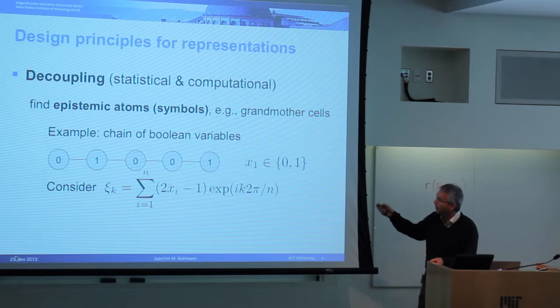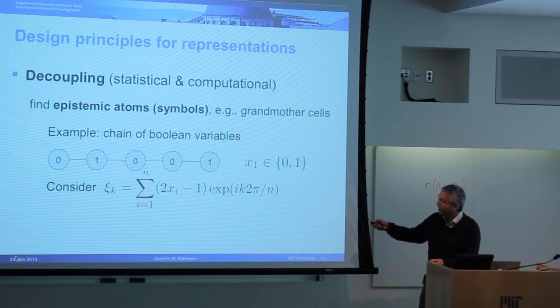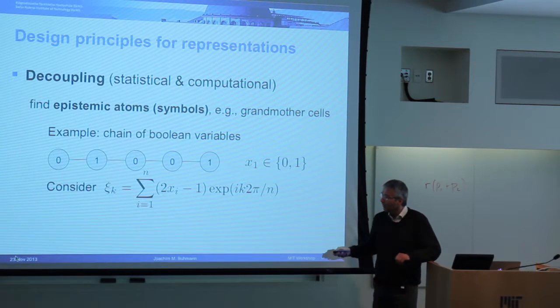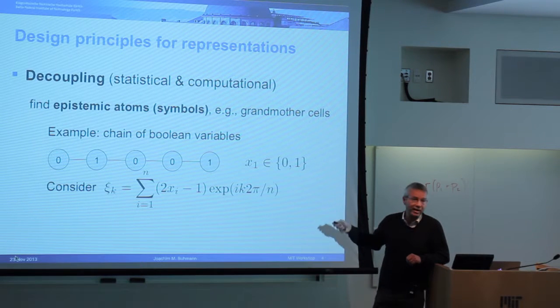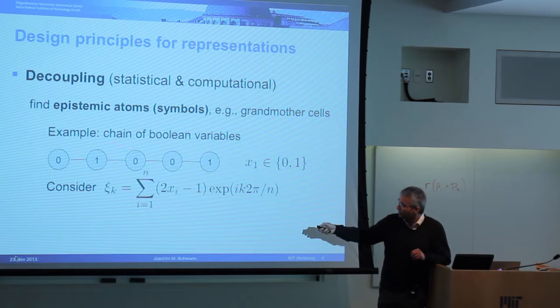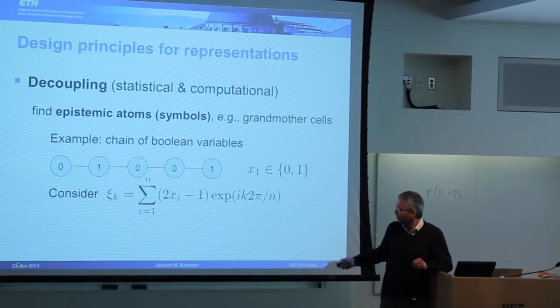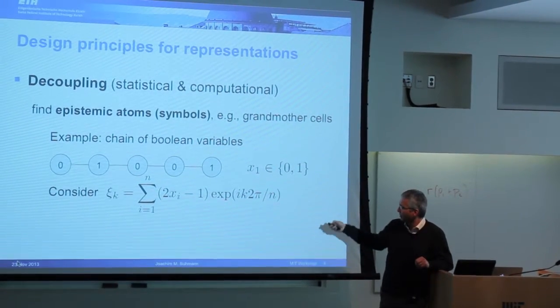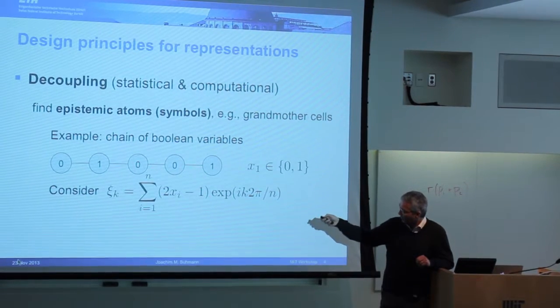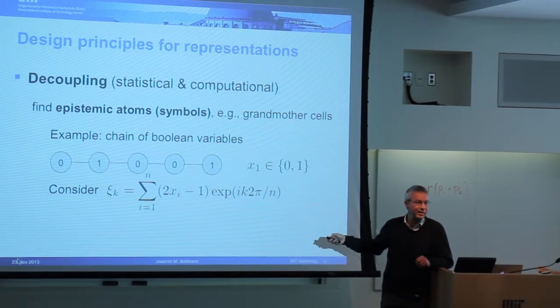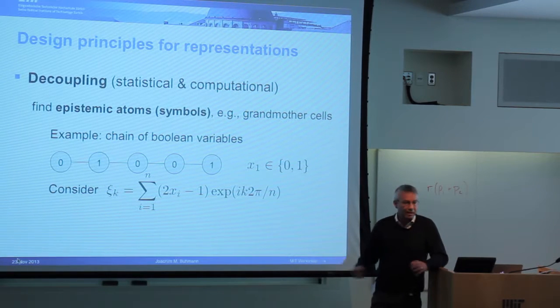You might call them grandmother cells. An example I would like to give is a chain of Boolean variables. It could be a spin chain, a neuron chain, you name it. It's a very localized representation because each variable only interacts with its 2 different neighbors. But it's strongly coupled in that sense. And what we learned to do is expand this representation in the Fourier basis, and all of a sudden the new variables are completely decoupled.